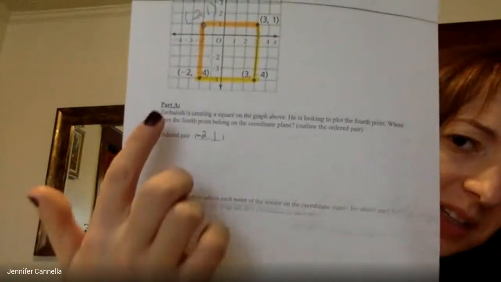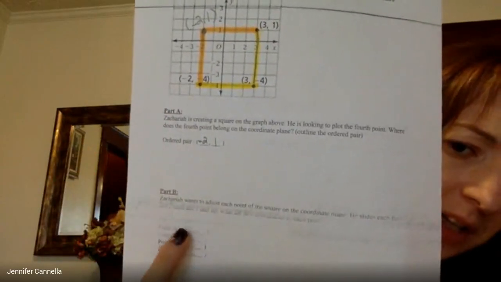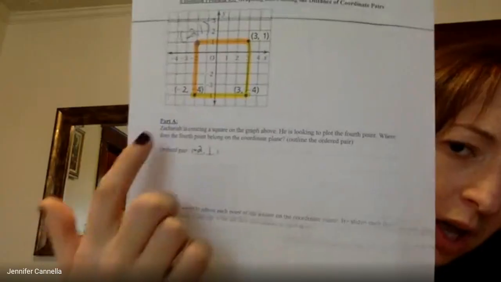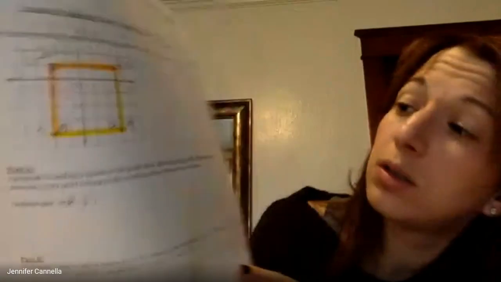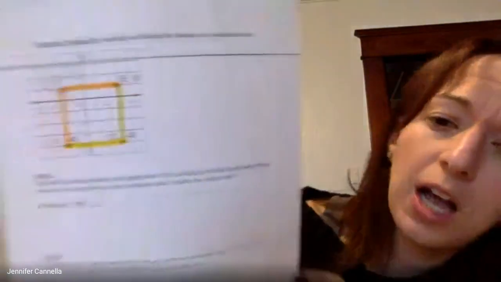Don't move it. Now, you're just going to write the ordered pairs on the lines. They're already labeled. So you're going to write -2, comma -4 on one of the lines in the boxes. You're going to write 3, comma -4 in the next one. You're going to write -2, comma 1. And then you're going to write 3, comma -4 on the bottom. Okay, I'm going to show you what that looks like.